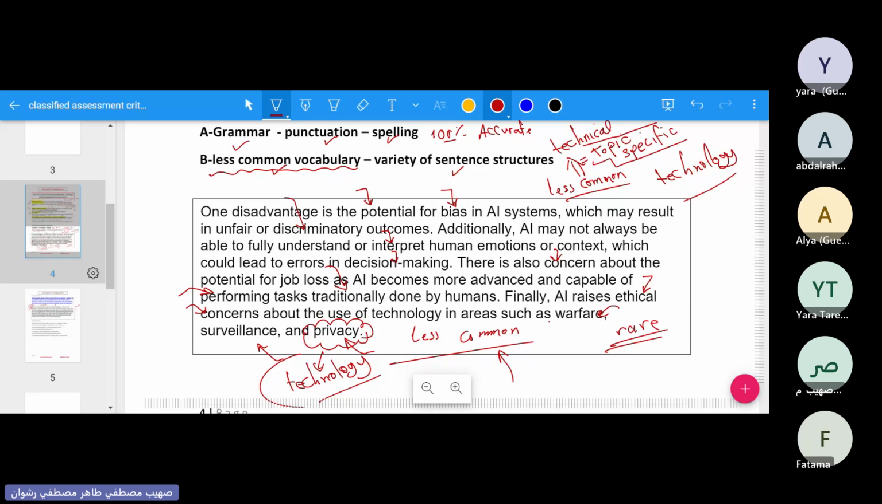If you're writing about a medical topic, any topic, for example coronavirus, it means the vocabulary you must use should be related to what? To the medical field. Like what? Like infection. The word infection, for someone who is not talking about a medical topic, is less common vocabulary. Guys, do you understand what I mean exactly by less common, technical, and topic specific?